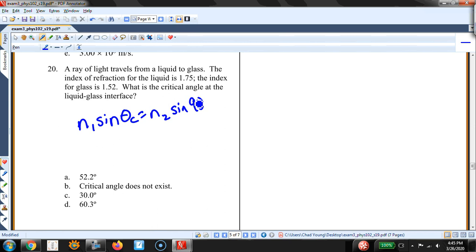But if I'm moving from a liquid to a gas, that is from 1.75 to 1.52, okay, that's okay. I'm moving from a high index to a low index. And so that's good. I can have total internal reflection, so it's not B, I know. I would say, what's my 1.75 sine of theta C is equal to 1.52. I'm not sure what the critical angle is, but you can calculate that.